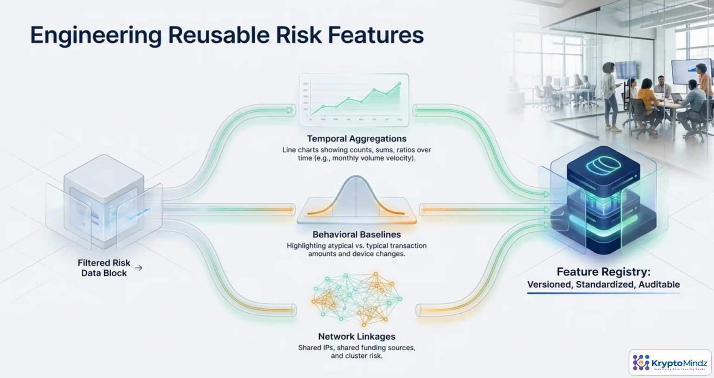In AML and KYC, raw events aren't enough. You need engineered, reusable risk features. Start with filtered transactional and device data. From there, compute temporal aggregations like monthly velocity, ratios, and rolling counts. Build behavioral baselines per customer or segment so you can spot deviations, not just absolute thresholds. Then add network linkages: shared devices, IPs, funding sources, and graph clusters. All of these features should feed into a governed feature registry that is versioned, standardized, and fully auditable.